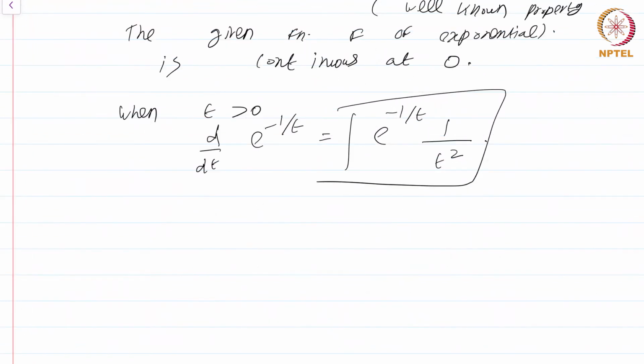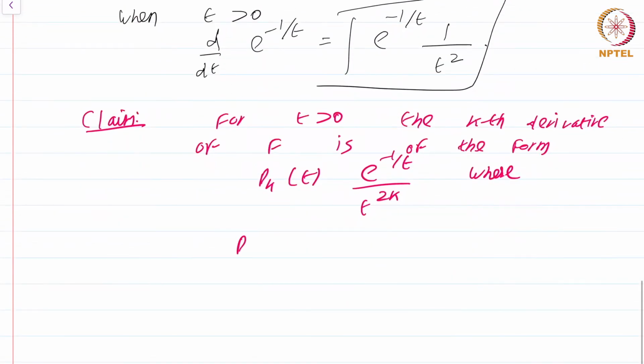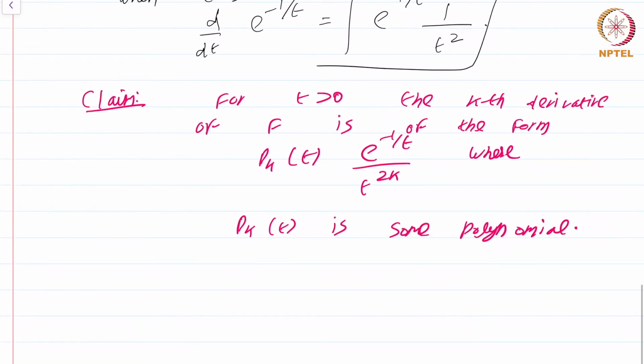Okay. We now have the following claim: for t greater than 0, the kth derivative of f is of the form pk of t times e power minus 1 by t by t power 2k, where pk of t is some polynomial. We have already dealt with the base case. That's what d by dt of e power minus 1 by t equal to e power minus 1 by t into 1 by t squared is essentially saying. What I am saying now is that this is true for all derivatives.